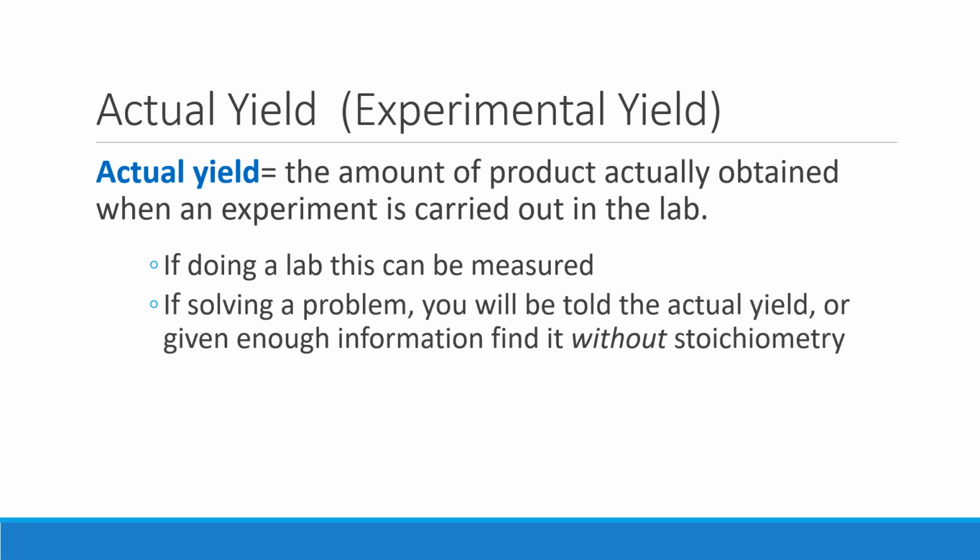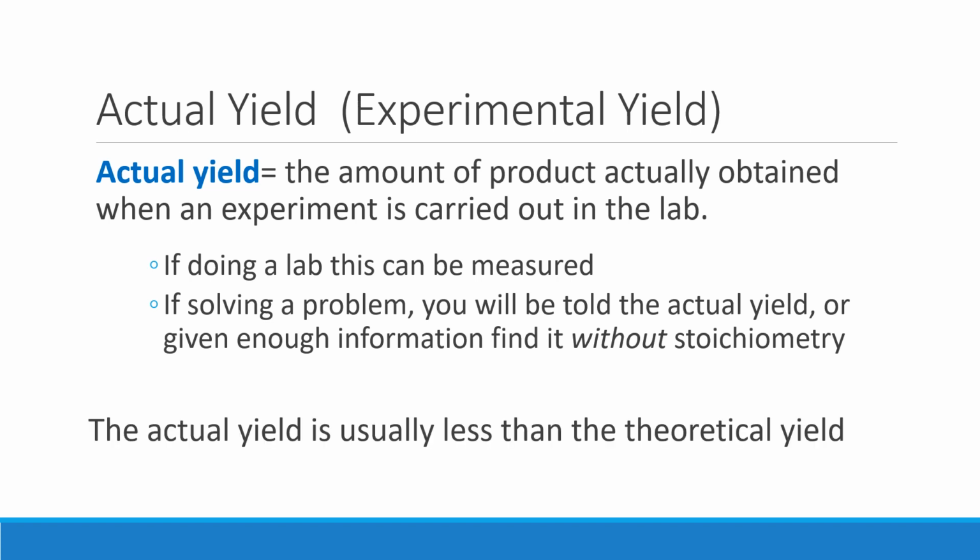and you can see how much your experiment yielded. If you're solving a problem that involves an actual yield, you'll have to be told the actual yield some way, or given enough information to find it without using stoichiometry, right? Without having to go through what we just went through. So look for that in the problem, right?